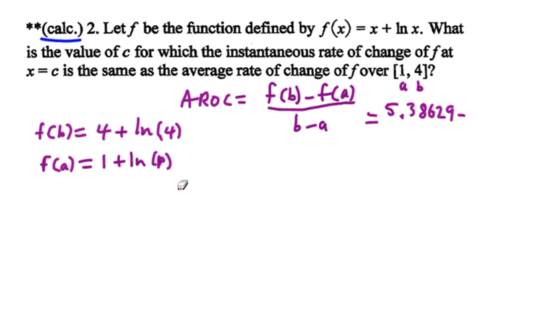And natural logarithm of 1 is simply what power do we need to raise e to equal 1? Well, that's going to be 0. So we're going to have 1, so minus 1 here over b minus a, which is going to be 4 minus 1. So it's going to be this value, 5.38629 minus 1 over 3, which equals, and we're going to go to the calculator for that again.